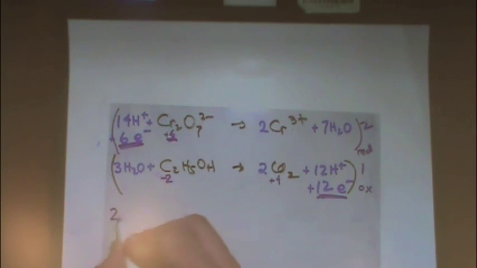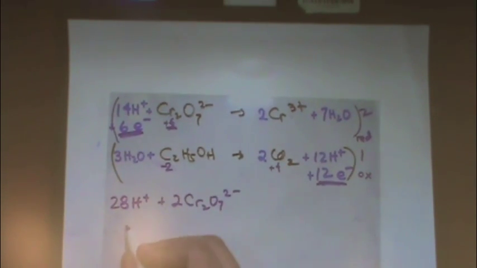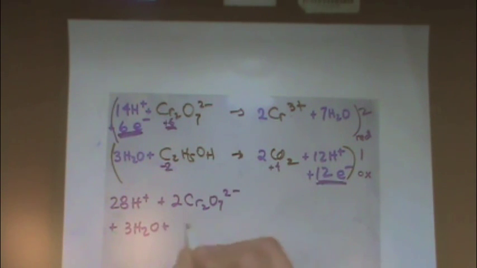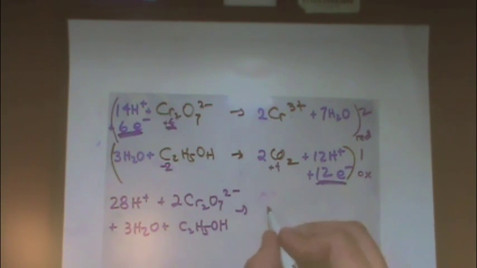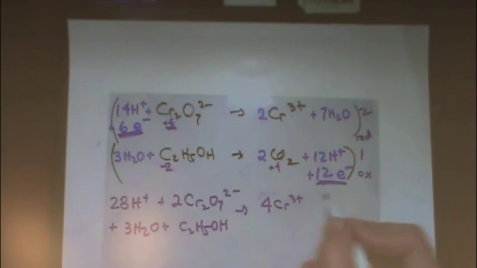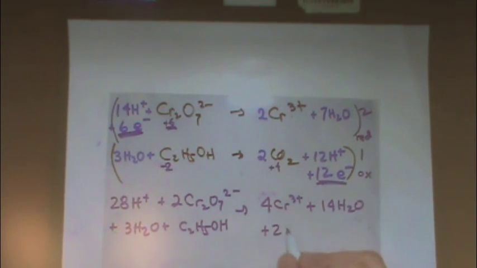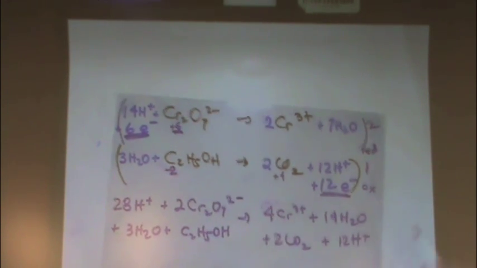All right, let's write this craziness out. 28 H+, 2 Cr2O7 2-, plus 3 H2O, plus C2H5OH. That's all the reactants. Products now. Not 2, 4 Cr3+, 14 H2O, plus 2 CO2, this is awesome, plus 12 H+.